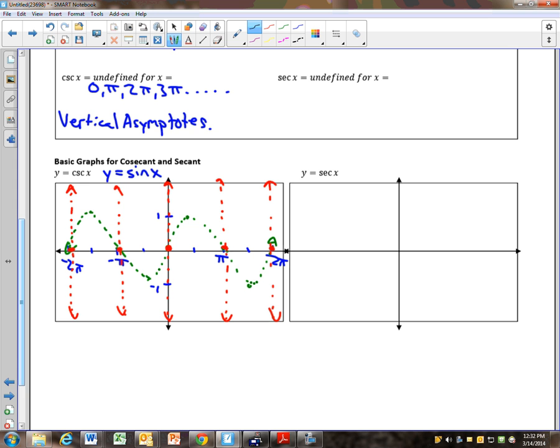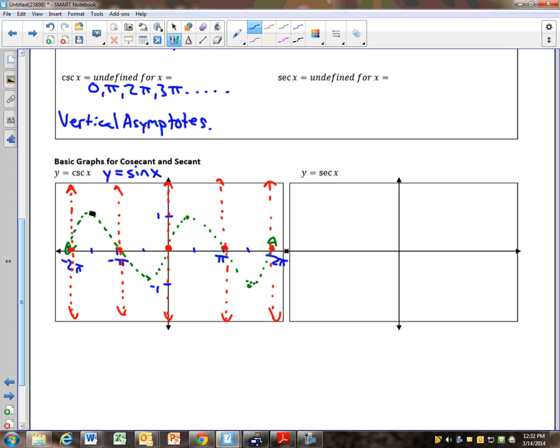What's the relationship between sine and cosecant? Reciprocals. I find a value for sine. Right here, sine has a y value of 1. What's the reciprocal of 1? 1. Very good. Now, I know that point. Let's think about what happens then, okay?